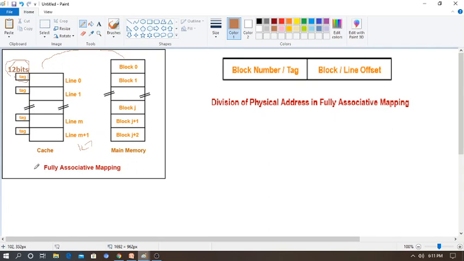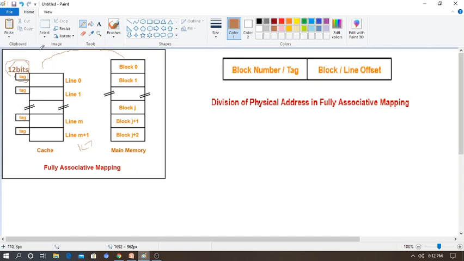The higher order 12 bits of an address received from the CPU are compared to the tag bits of each block of the cache, to see if the desired block is present. This is block 0, block 1 and so on. Once the desired block is present, the word field is used to identify the necessary word from the cache, as I told you in the previous session.